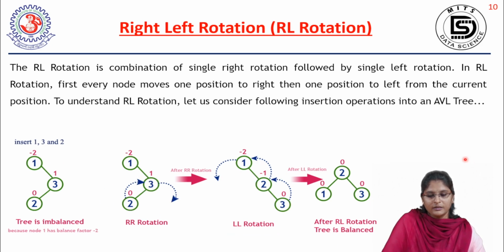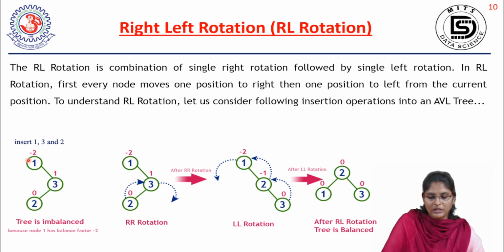Right left rotation, this is the last rotation. This is a combination of single right rotation followed by single left rotation. In RL rotation, first every node moves one position to the right and then one position to the left from the current position. To understand RL rotation, this is the example of insertion in AVL trees. First we insert 1, then insert 3 and then insert 2 using binary search properties. And then see here, it is a -2. This is an imbalance factor, so we need to balance the levels.